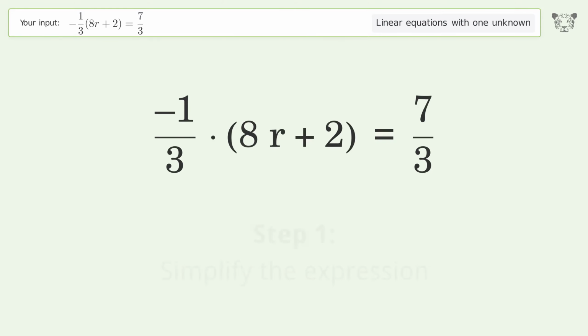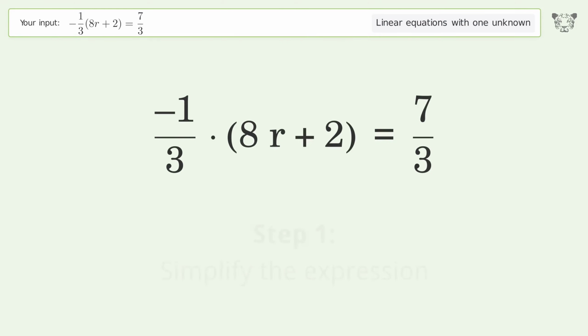Simplify the expression. Multiply the fractions. Expand the parentheses. Break up the fraction. Group all constants on the right side of the equation. Add 2/3 to both sides.